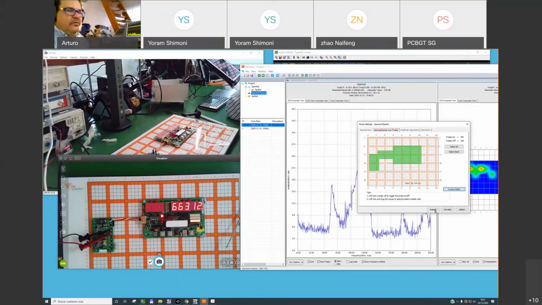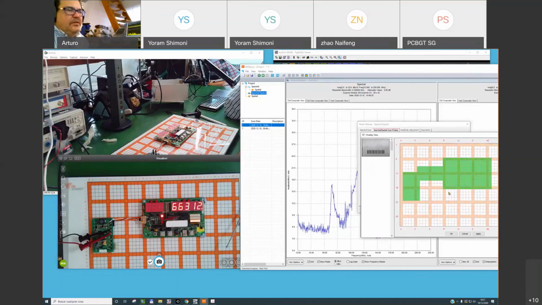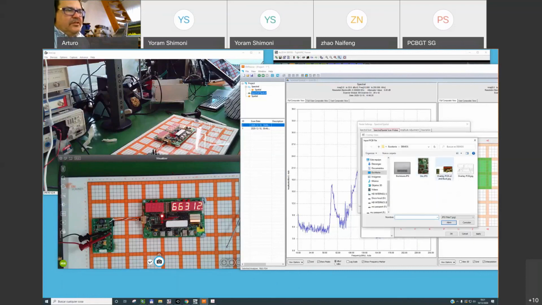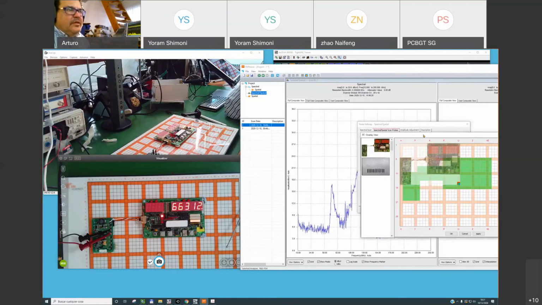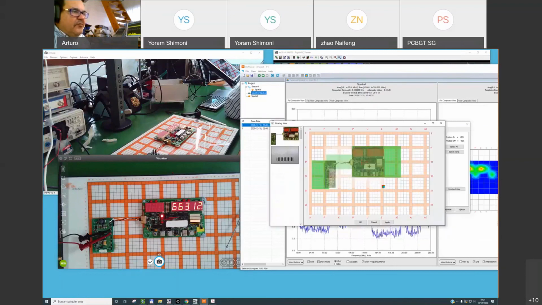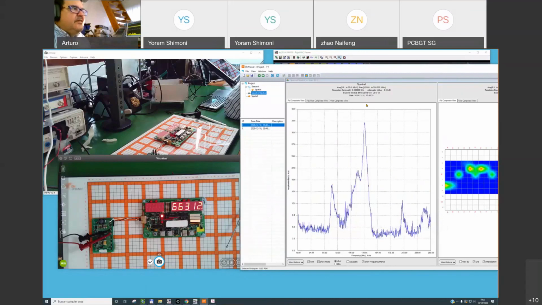Okay, so it's ready. Perhaps I can be interested in doing the overlay with a picture. So we can put a picture of my circuit adapted to the real dimensions of the circuit. I'm not going to do this very carefully, so it's not necessary. Okay, more or less this way. Accept, and then I can run the test.